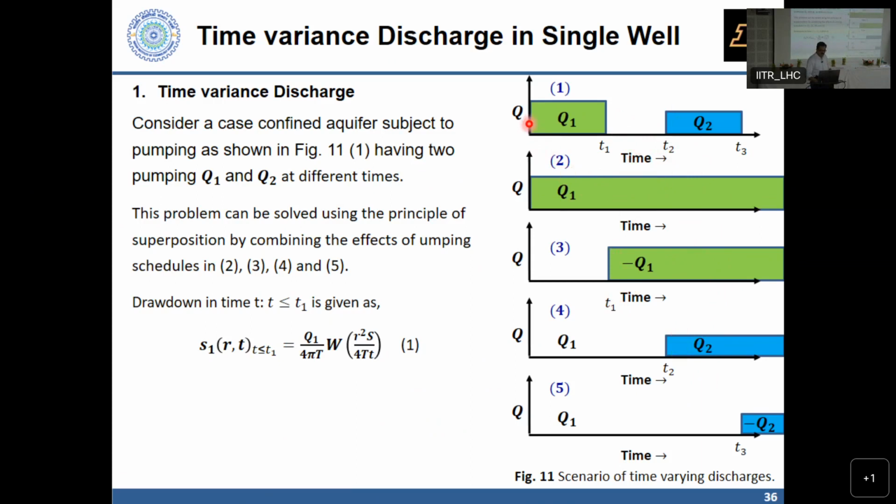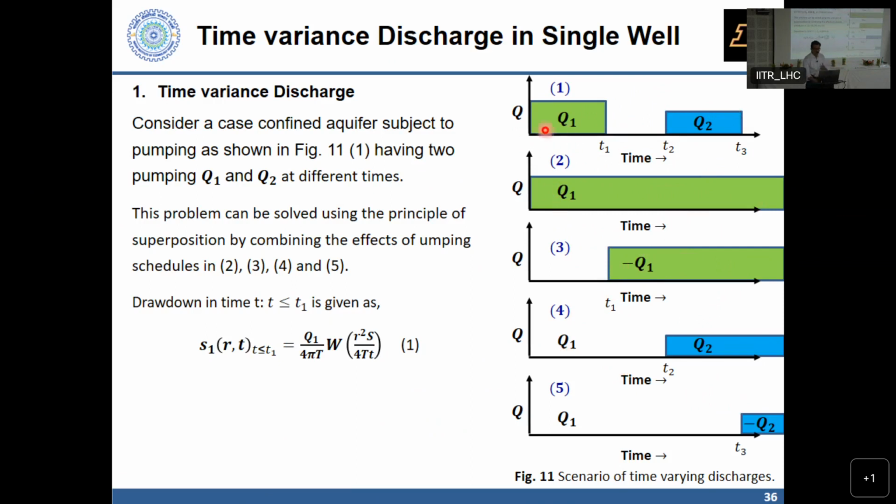Okay, so we are starting with this. At time 0, our change was that we added a pumping of Q1. At time T1, the change was minus Q1. At time T2, the change was a plus Q2. At time T3, the change was a minus Q2. So every time we change, we assume that whatever we started previously will keep on, but we simply add that change.